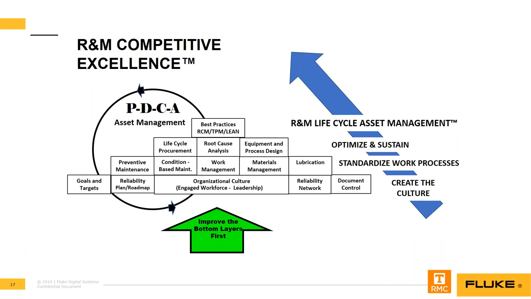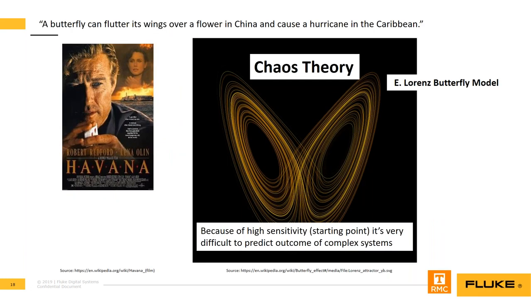We use these elements that we focus on. And we believe first you have to create the culture and make sure the right things are in place. It's the engagement, the organizational culture, the reliability network. Do you have your document control in place? Are your KPIs there and so on? And then it gets into standardized work processes. I won't read through the whole list, but work management would include your planning and scheduling and your CMMS also. And then all the other things on there, then how do you optimize and sustain? That also gets into root cause analysis and your purchasing and lifecycle procurement. And then it's really continuous improvement after that. You have to get the bottom layers in line first if you're going to really sustain. But you have to use a model.